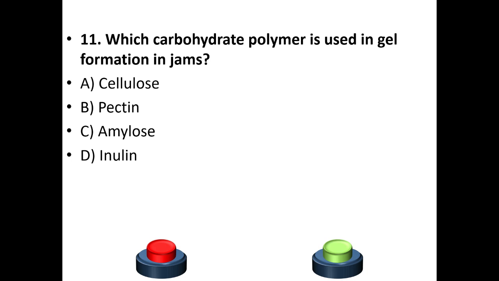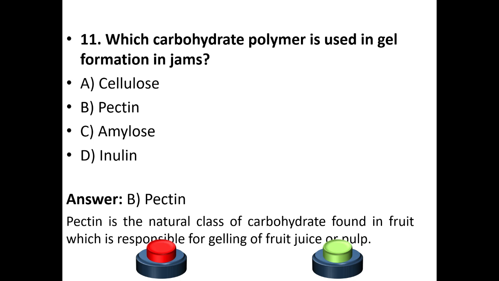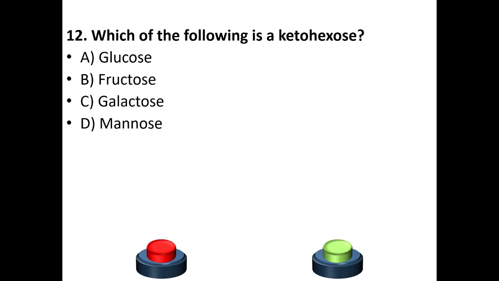Next, 11th question. Which carbohydrate polymer is used in gel formation in jams? Cellulose, pectin, amylose, inulin. Which is the answer? Here answer is B, pectin. Pectin is the natural class of carbohydrate found in fruit which is responsible for gelling of fruit juice or pulp. 12th question.